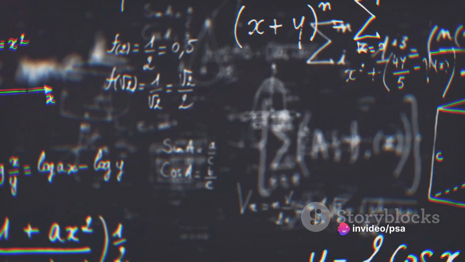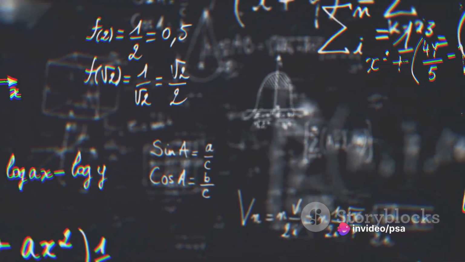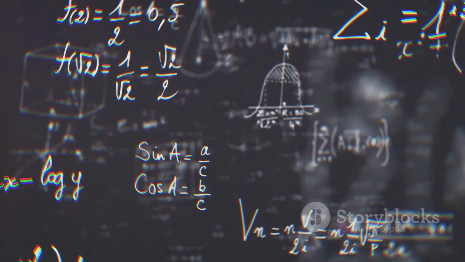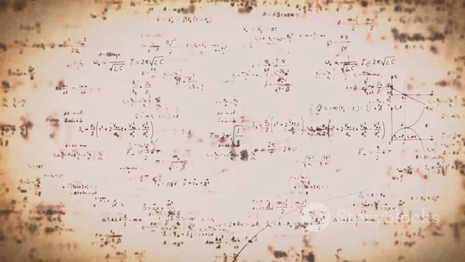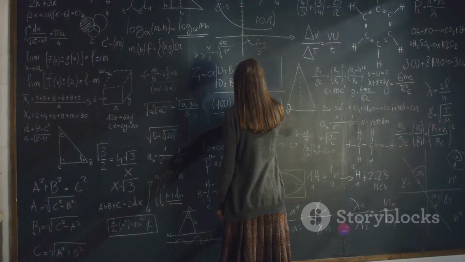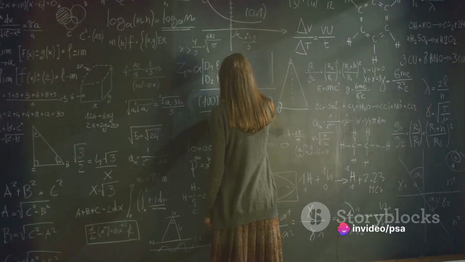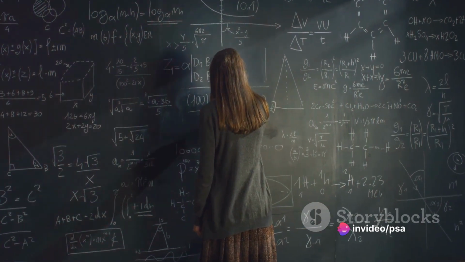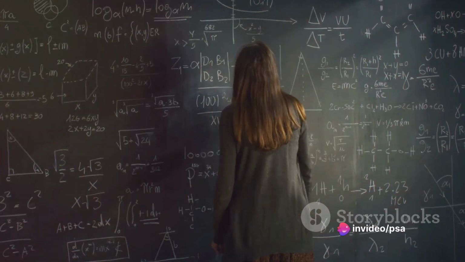And last, but not least, there's tangent. The tangent of an angle is the length of the side opposite the angle divided by the length of the side adjacent to it. In simpler terms, it's the ratio of the sine to the cosine of that angle. So if you've got the sine and cosine down, tangent is just a hop, skip, and a jump away.